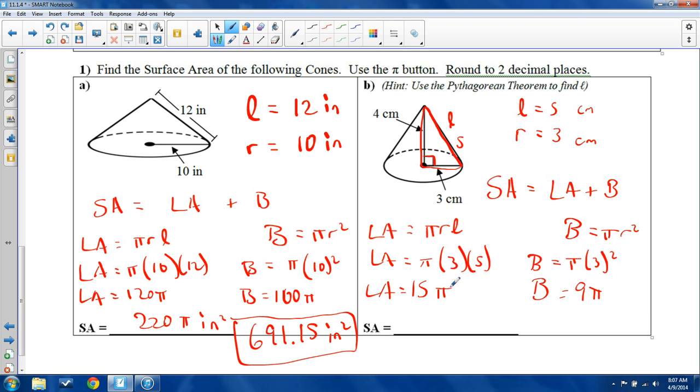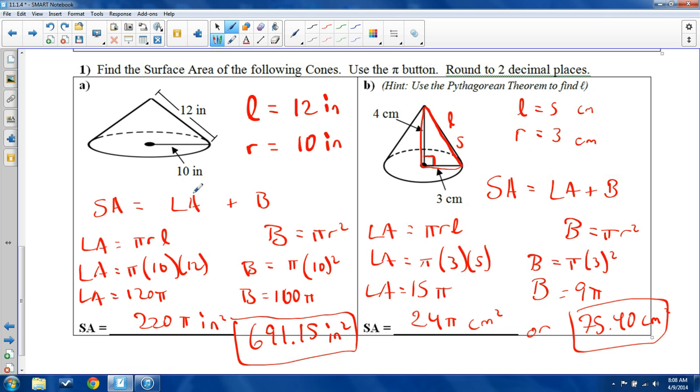Surface area is 15 pi plus 9 pi, which is 24 pi square centimeters, or 24 times pi equals 75.398, 75.40 square centimeters. Okay. All good? So that's surface area.